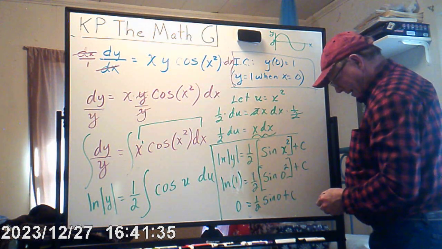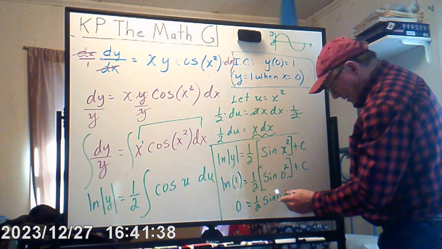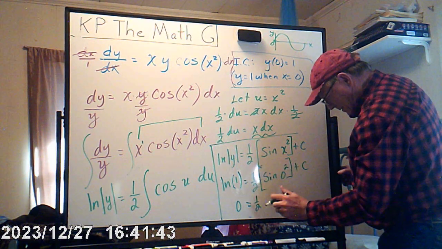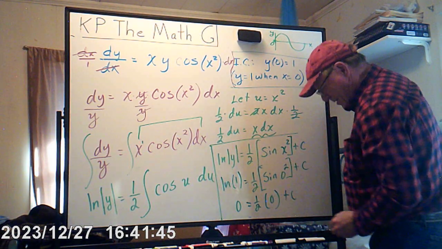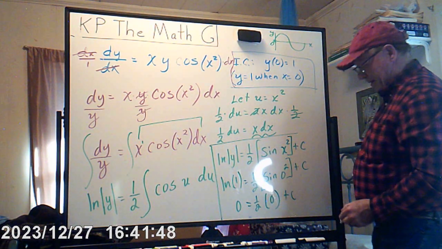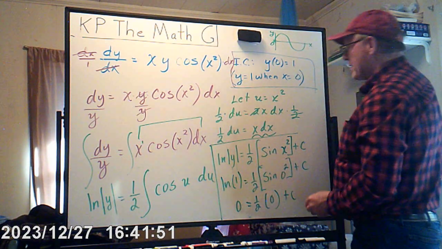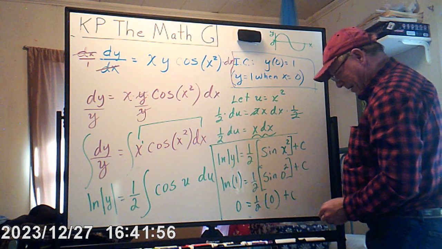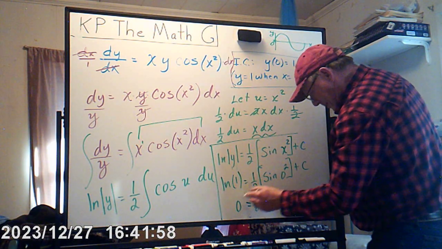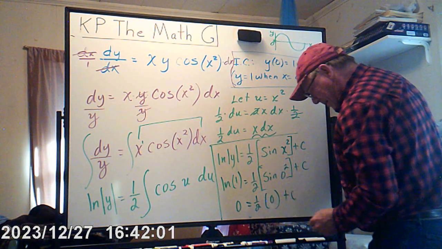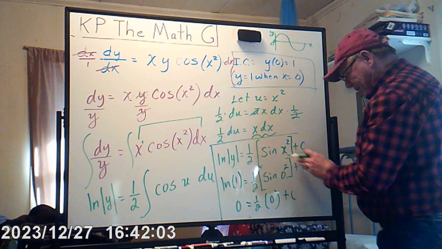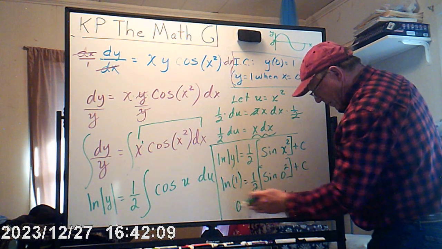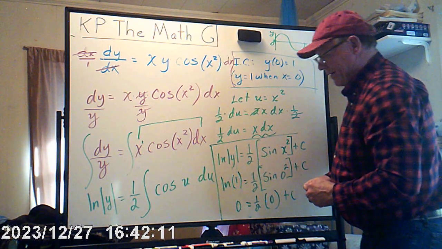Let's see what we got here. Sine of 0 is just 0. This is just 1/2 times 0 plus c. It appears to me that, well, yeah, that's right. So this is 1/2 times 0, which is 0. And I don't guess it mattered whether this was out or inside the bracket or not, because all this is 0 anyway. So let's see what we have here.